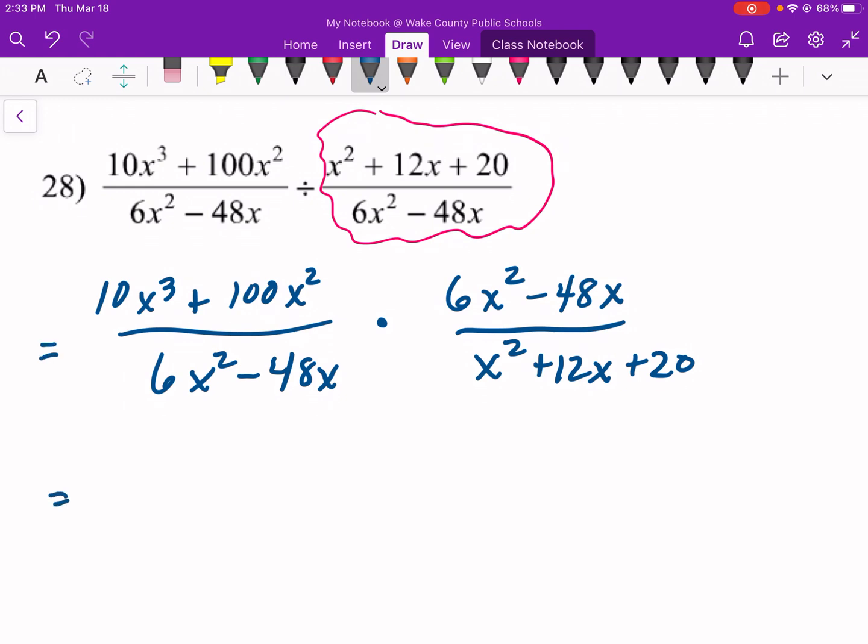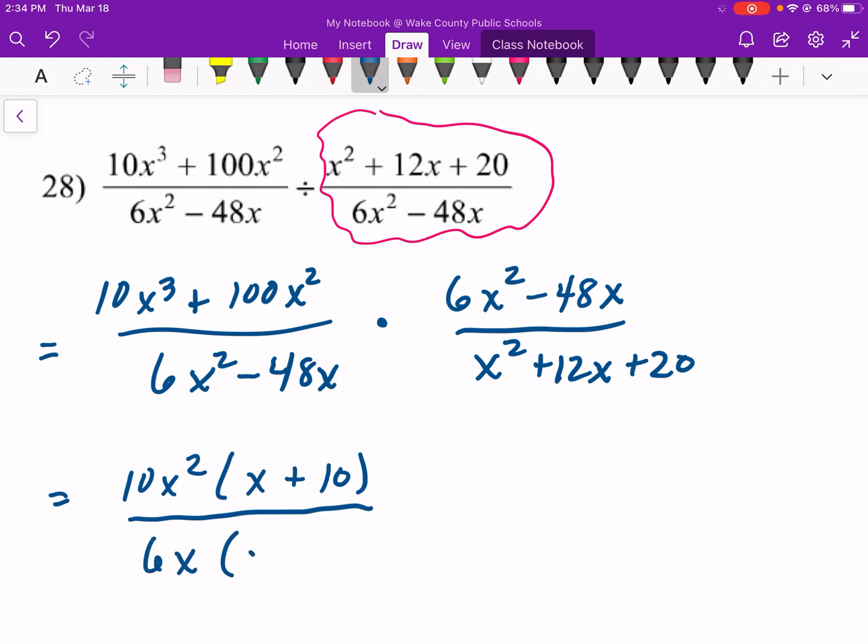All right, so now I'm just going to work this problem out. So I'm going to just factor each of the four parts, and then we'll see if anything can cancel out. There is a greatest common factor of 10x squared in the top here. So that's going to leave me with an x plus 10. There's a greatest common factor on the bottom of 6x, and that's going to leave me with x minus 8.